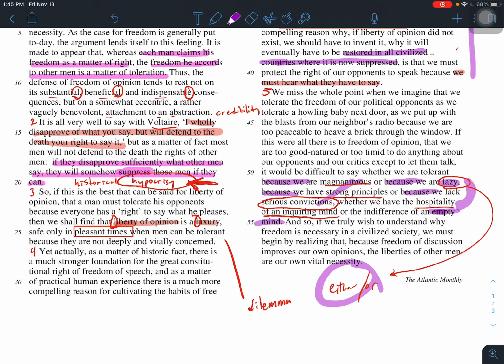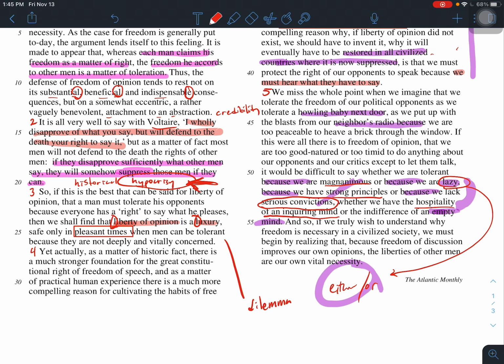We see some imagery and some metaphorical arguments here, some hypotheticals with the neighbor's radio and the baby. Instances that we are all personally familiar with. It doesn't matter if you're rich or poor or what country you live in. These are types of problems that you have to tolerate, right? But just because you tolerate them doesn't mean that you wish to understand them.